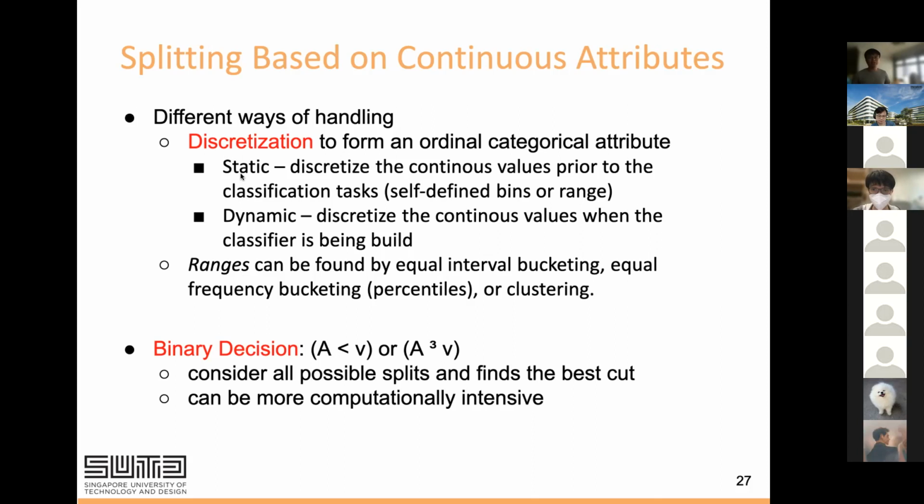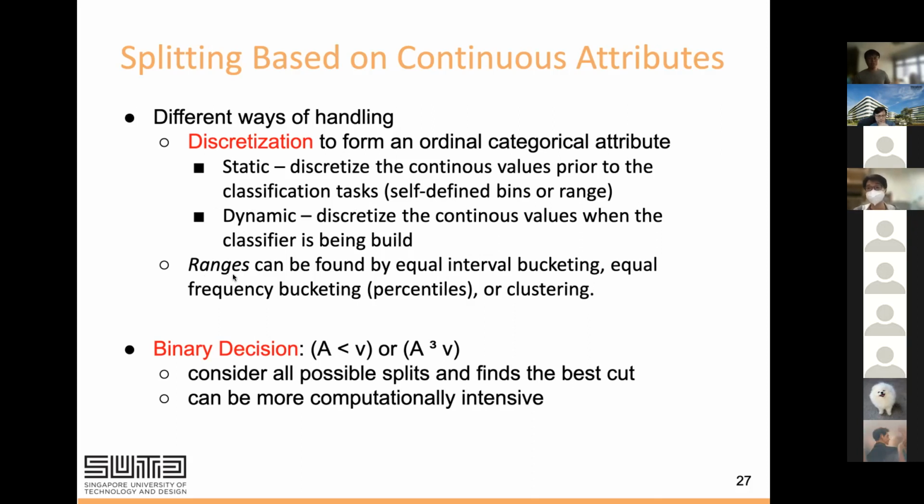There are two ways. The first is manual, or what we call static discretization, where we discretize the continuous value before doing the classification task. Like what I said, 1 to 6 toddler, 7 to 12 children, that kind of stuff. Then for dynamic, it's more like, as you build the decision tree classifier, the decision tree classifier will make some kind of smart guess, or perform the discretization dynamically.